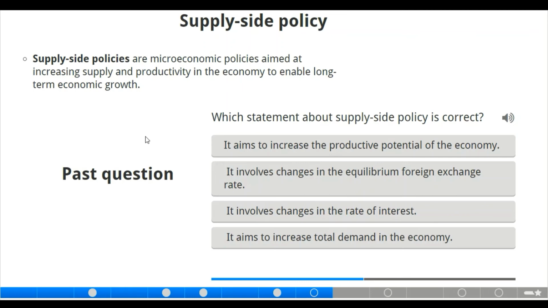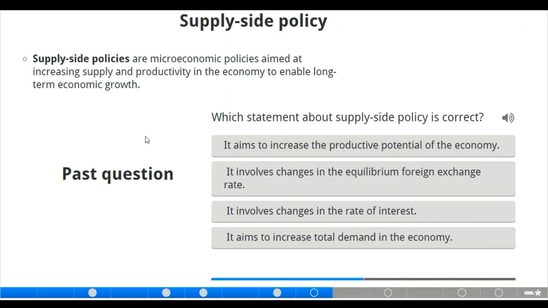Now here we have one past question under it. Which statement about supply side policy is correct? Let us check out the options. It aims to increase the productive potential of the economy. It involves changes in the equilibrium foreign exchange rate. It involves changes in the rate of interest, or it aims to increase total demand in the economy.